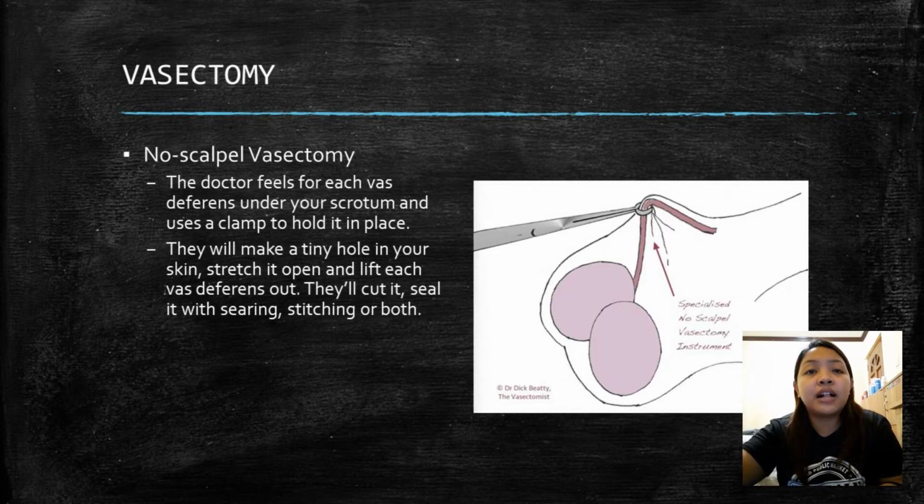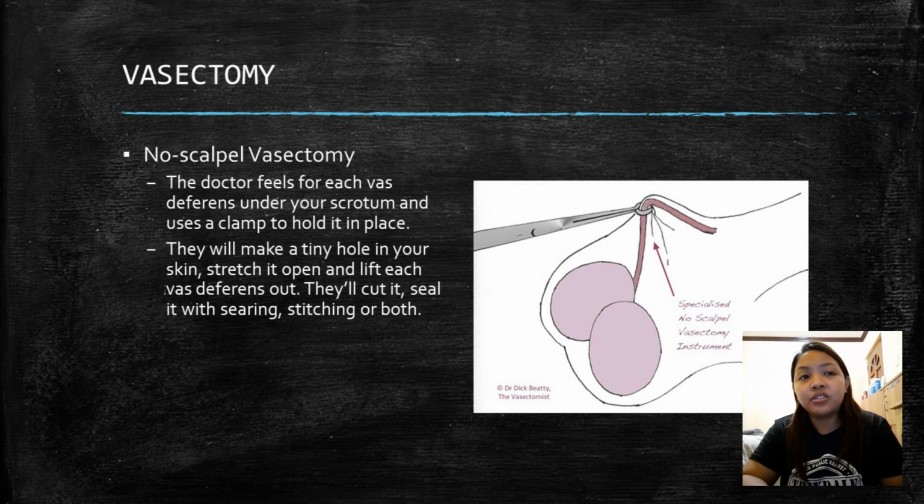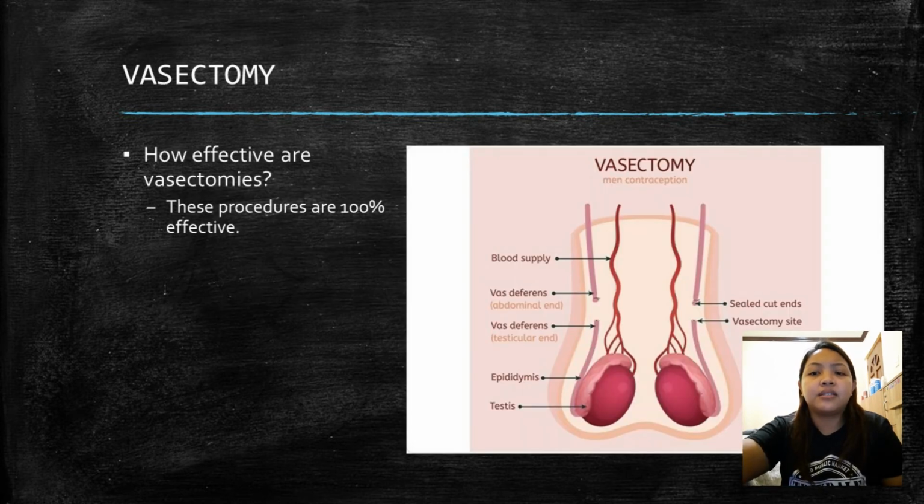Next is the no-scalpel vasectomy. The doctor feels for each vas deferens under your scrotum and uses a special clamp to hold it in place. They will make a tiny hole in your skin, stretch it open, and lift this vas deferens out. They'll cut it, seal it with searing, stitching, or both. How effective are vasectomies? These procedures are 100% effective.